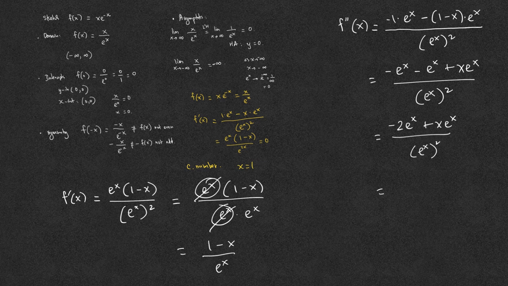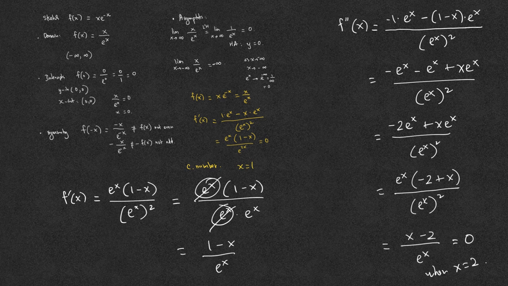We factor out e to the x in the numerator to get negative 2 plus x left inside over e to the x squared, and this simplifies to x minus 2 over e to the x. The second derivative is 0 when x equals 2. This is not a critical point, but it is a cut point.